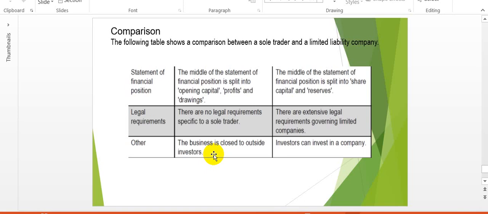And lastly, the sole trader business is closed to outside investors. If you're a sole trader, you are not allowed by law to go on the stock exchange and raise funds. You can only raise funds from your friends, your close friends, or your relatives, but you cannot raise funds from the public. Whereas for a limited company, investors from outside the company, even investors whom you do not know, if they so wish, they may invest in the company.